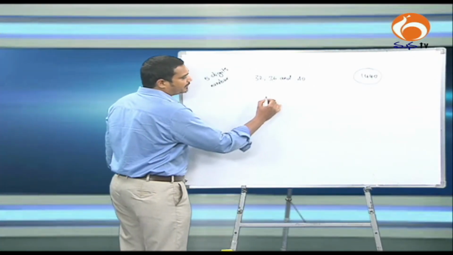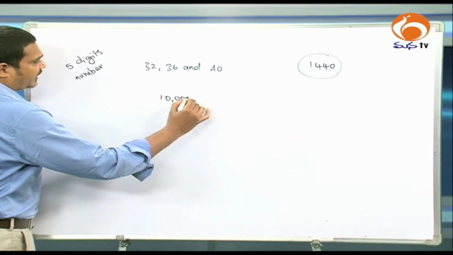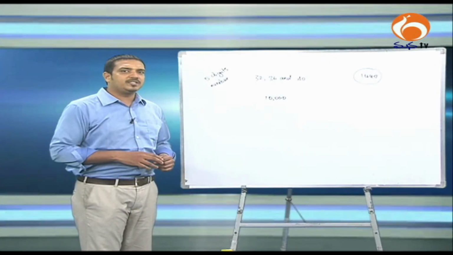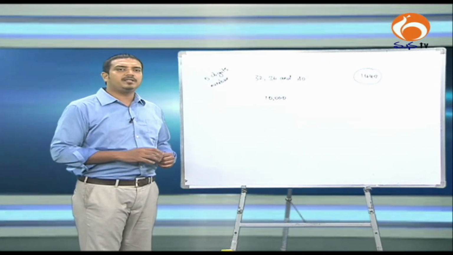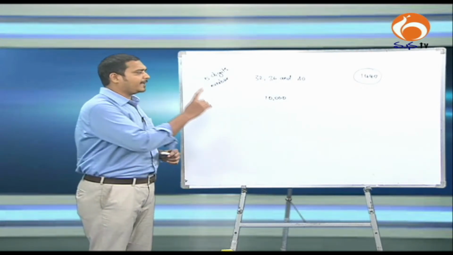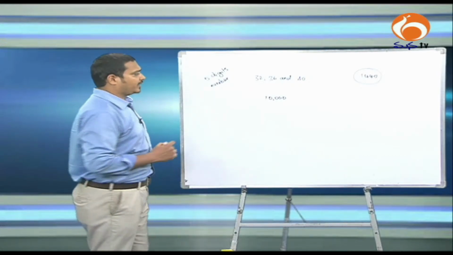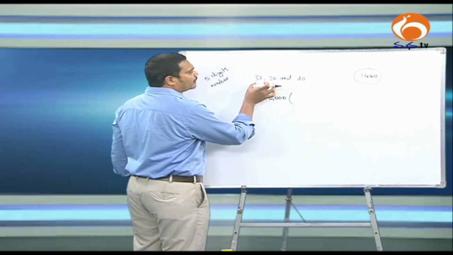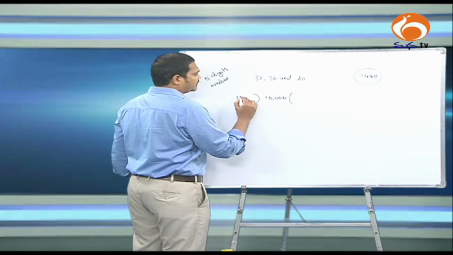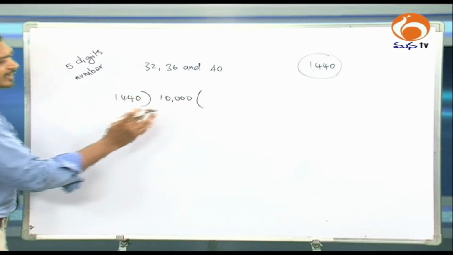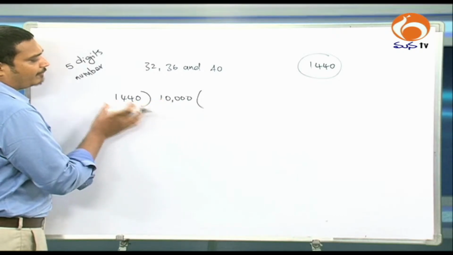Alright, in such a case, let's consider the least number of 5 digits. Considering the least 5 digit number, it's 10,000. Am I right? The least possible 3 digit number is 100, the least possible 2 digit number is 10, the least possible 4 digit number is obviously 1000, and the least possible 5 digit number is 10,000. Now I have taken 10,000. So what is the LCM of 32, 36 and 40? It's 1440.